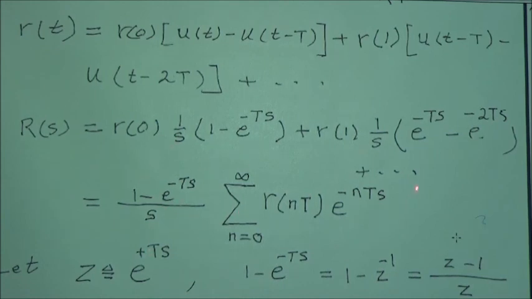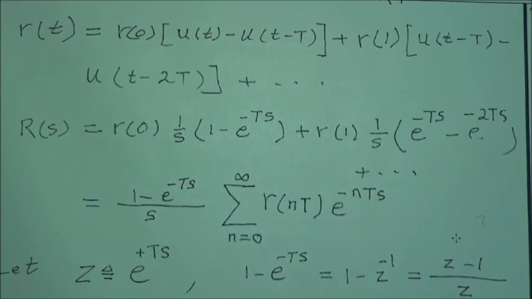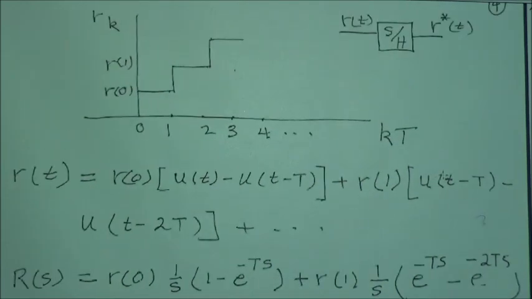So this expression is now a valid, complete representation of this Laplace transform of this staircase function, where R of nT is those sample values that you see here. It's this term, this one, this one, this one, this one, and so forth.